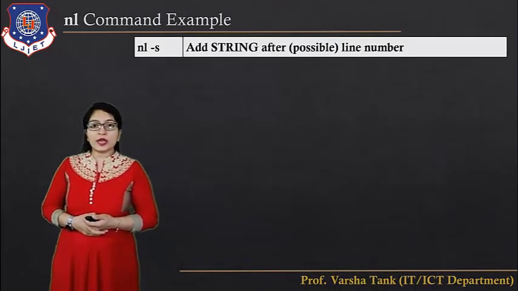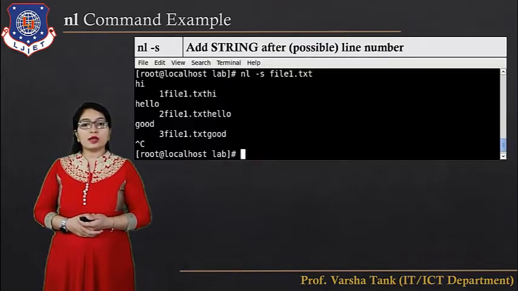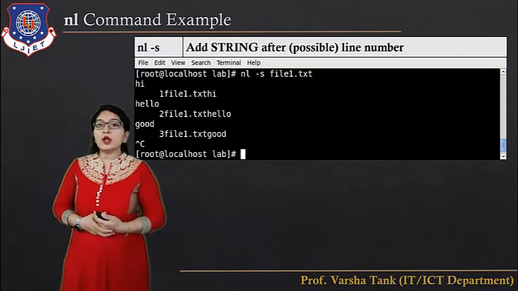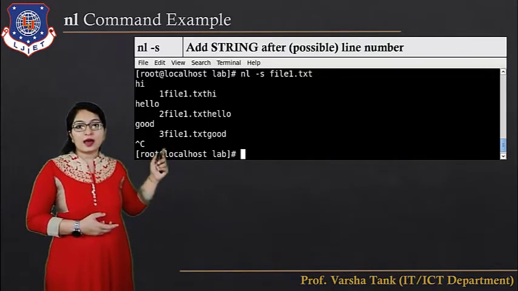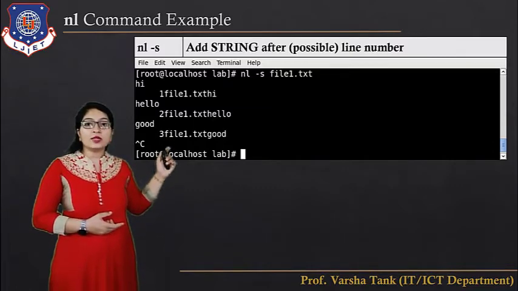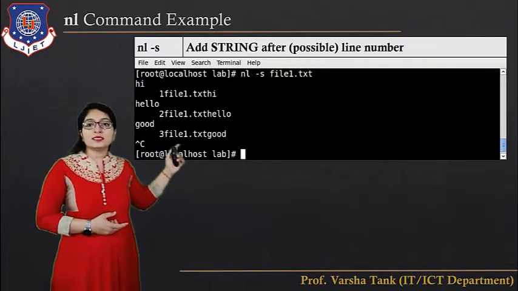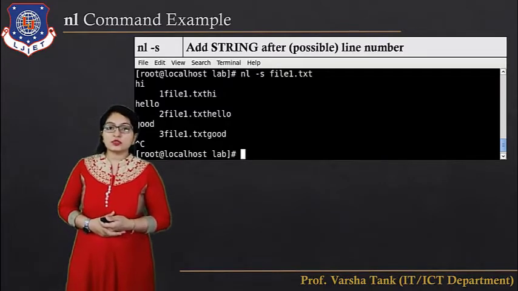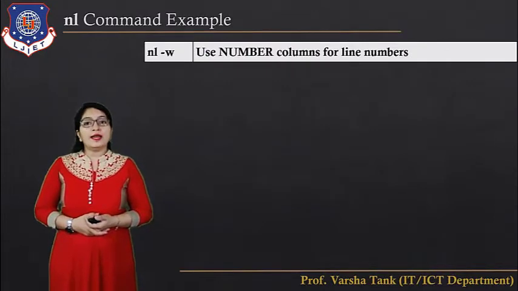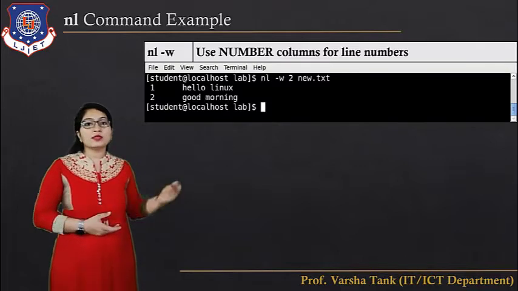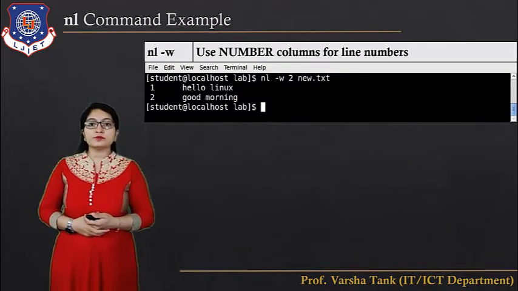Now nl -s means it will add a string after every line number. So nl -s with file1.txt: here there is hi, that is 1 file1.txt hi. Hello is 2 file1.txt hello. Good is 3 file1.txt good. Like this way it will display the output using the string. nl -w uses the number of columns for the line number, so you can display the output like this way.